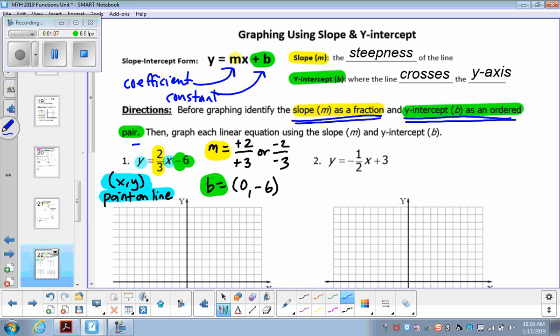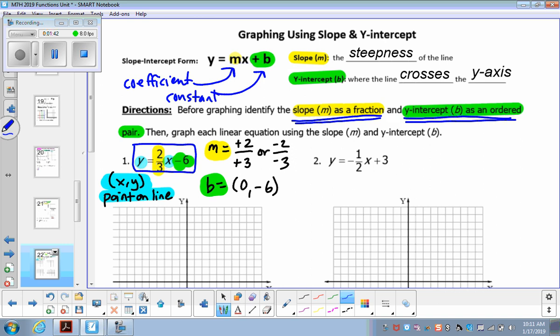So the first equation that you have here is y equals 2/3 x minus 6. The first thing you want to identify is the coefficient, which is the 2/3, and that is our slope, that's the m. Since it's a positive 2/3, we know that you can divide a positive by a positive or a negative by a negative for the overall answer to be positive. The next thing you need to identify is the constant. In this situation, the constant happens to be a negative number. Our b here is negative 6.